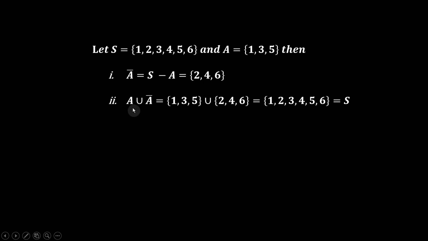Then the next one is A union complement of A. If I consider that, 1, 3, 5 union 2, 4, 6 gives us the universal set S. And the next one is A intersection A complement. If you compute that, you will get no common element between A and A complement. Then finally the null set is the result of this computation.